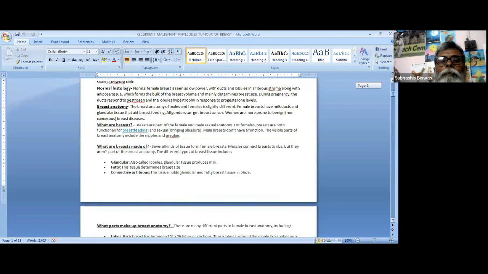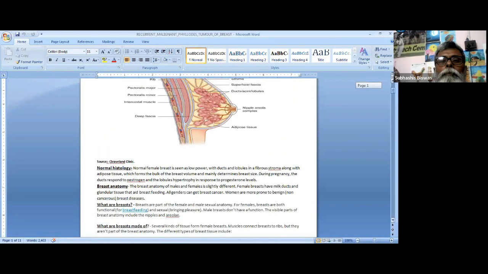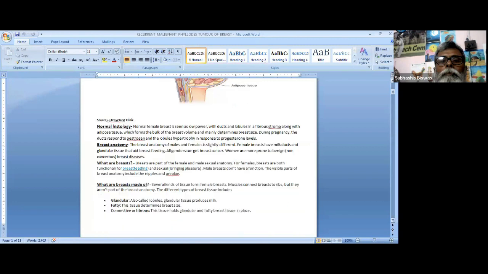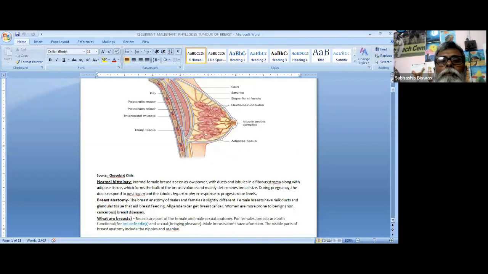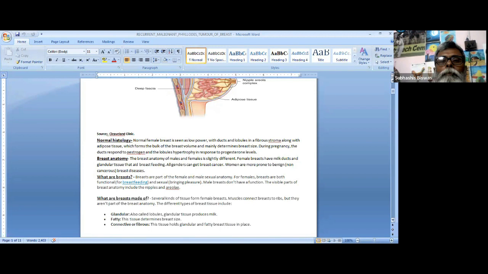We all know this subject; it is very much known to everybody. Still, to introduce today's presentation, I had to take some support from Google, that is Cleveland Clinic, and some research-based papers as well. So let me start. Breast anatomy.